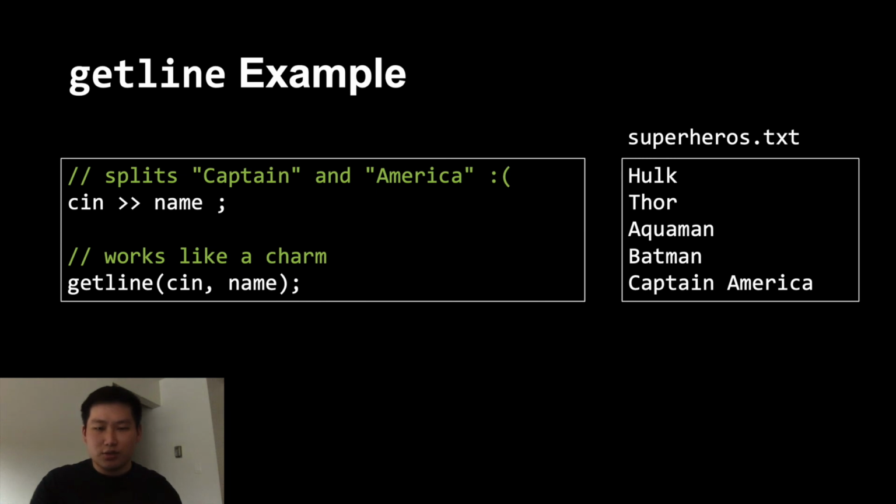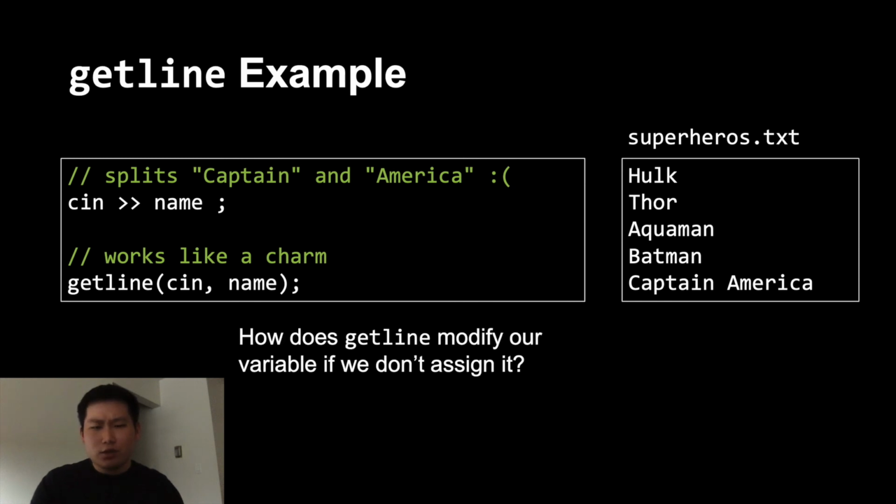So the solution here is to use getline. So again, if we use cin, it splits Captain and America. If we use getline, it will actually get the entire line and stop at the end of Captain America. The getline function takes in 2 inputs. The first one is cin, which is the stream that you're reading from. And the second argument is the name of the variable that you're storing the result to.